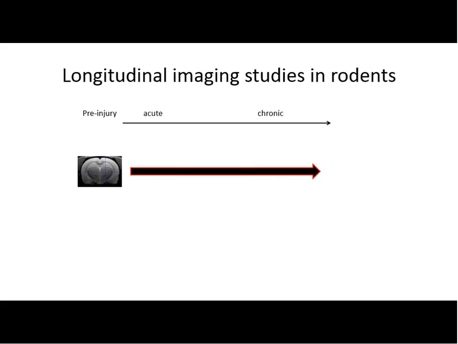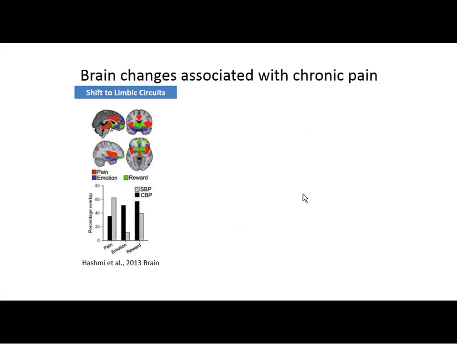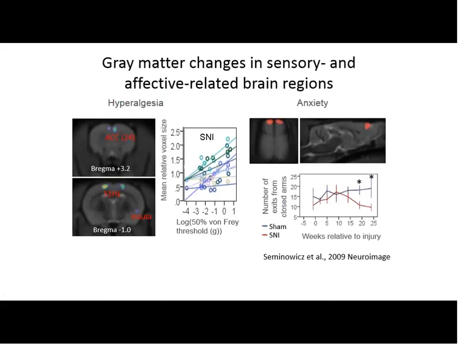So we do longitudinal imaging studies in rodents. The nice thing about using rodent models is that we get a true baseline, where we're taking rats that are identical in both groups. We then do some, actually all three, to show you our types of neuropathic pain models. And then we can follow the transition from acute to chronic pain. So going back to our brain systems, I fit all of this area into the shift to limbic circuits.